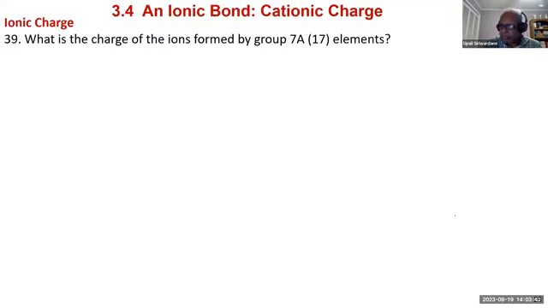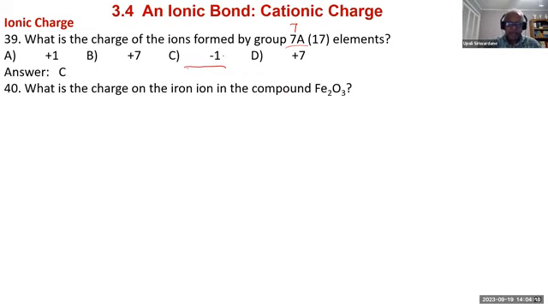What is the charge of the ion formed from group 7A? It gains 1 electron. The number of valence electrons is 7, therefore it's a non-metal that gains 1 electron. This is the correct answer: gain of 1 electron. Answer is C.